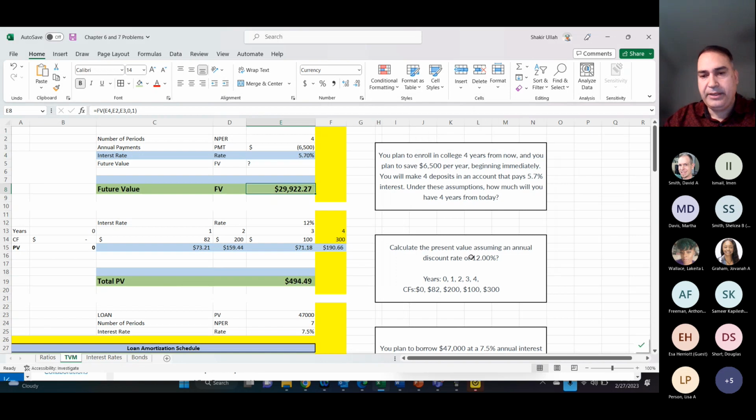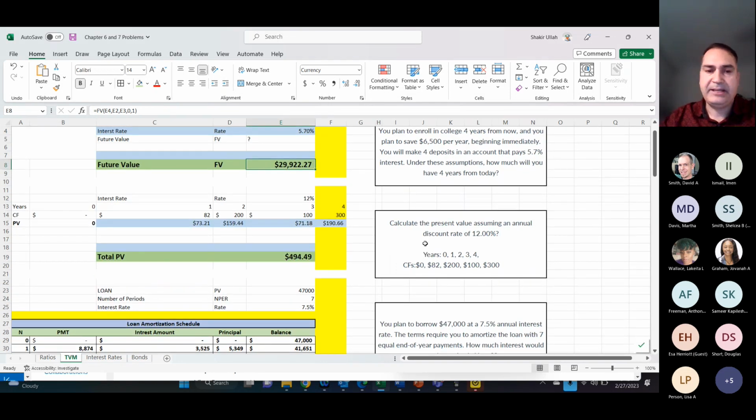Now, next question, and this is one of the things that you might be expecting. It's not a difficult thing, but probably different cash flows. So you need to take care of that. Calculate the present value assuming an annual discount rate or interest rate of 12%. We have these cash flows in year 0, 1, 2, 3, and 4. So we have different cash flows. Now, this is different from annuity. In case of annuity, we have the same payment, right? Taking place in all those years. In this case, these are different payments.